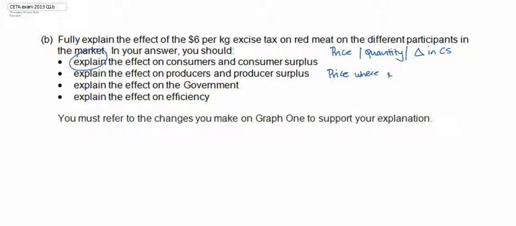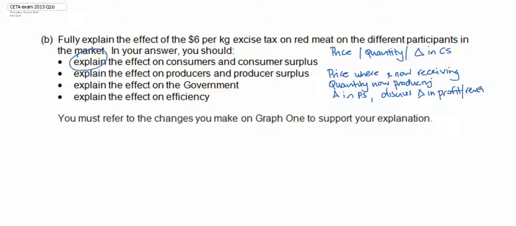Okay. And when we explain the effect on producers, we want to know the price that the producers were and now receiving, the quantity now producing, and the change in producer surplus. And also you want to discuss change in profit/revenue scenarios, so profit or revenue. The effect on the government, obviously, explain the effect on the government is just talking about the tax, the value of it, and then talking about the efficiency in the market.